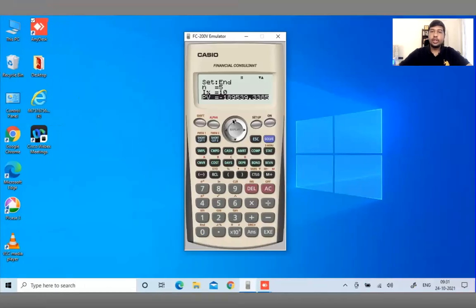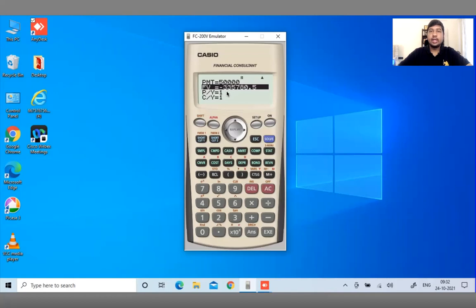What you simply have to do over here in the compound function, assuming that the cash flows are invested starting today, is set to begin. N will remain 5 because there are 5 annual investments. I will be 10%. PV will be 0. Since now you want to find out the future value, PMT will remain the same. FV you need to calculate. Payment per year remains 1. Compounding per year remains 1. Go to FV, press this solve button.